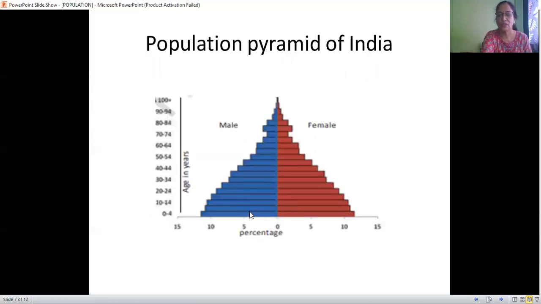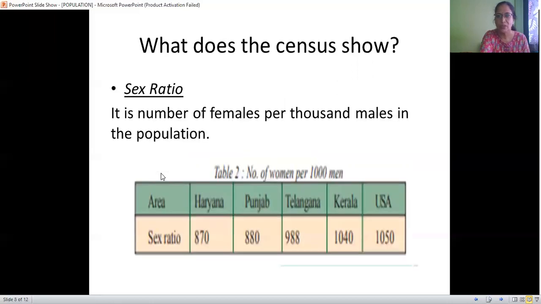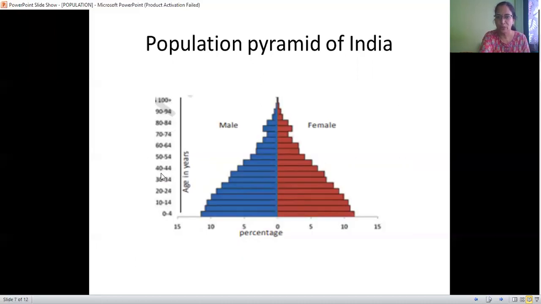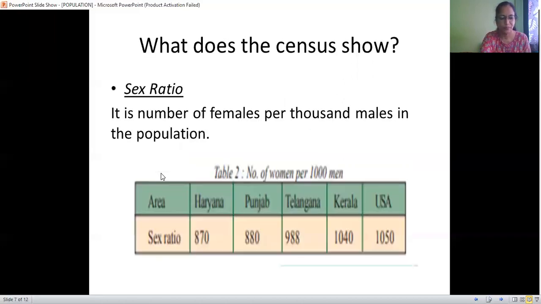So next, this figure shows the population pyramid, the male and the female. You can see the children population between 4 to 14 years. Then from 15 to 59 is the middle aged population, that is the working age group. Then above 59 is the aged population. So this diagram shows the pyramid of the population of India between male and female.